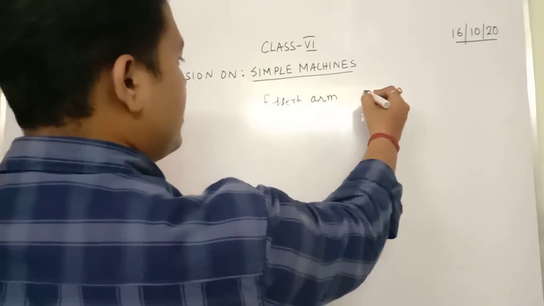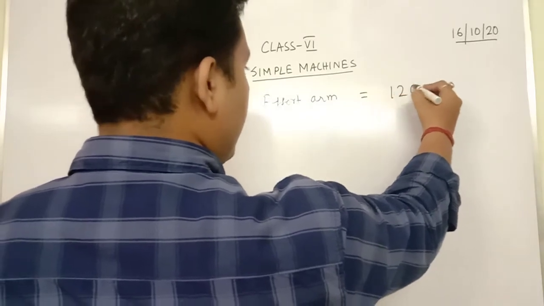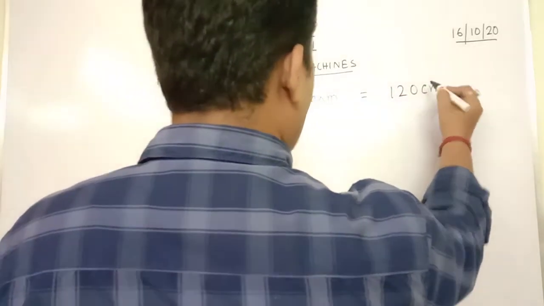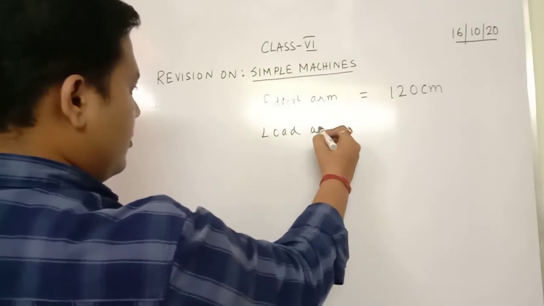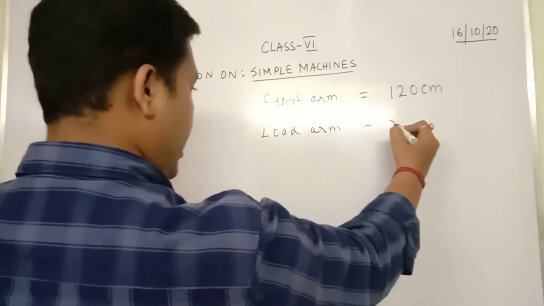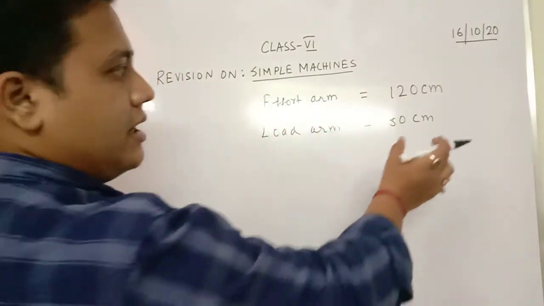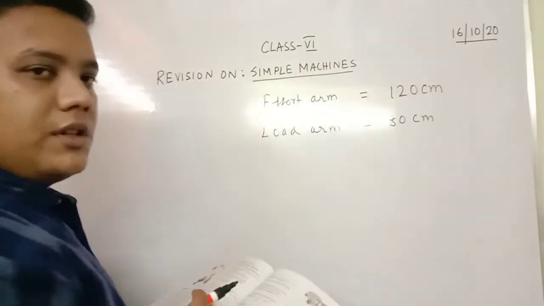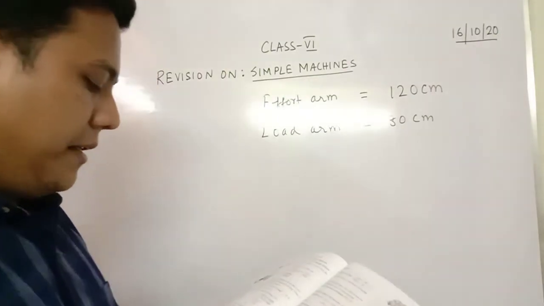Effort arm is given to you as 120 centimeter and the load arm is given to you as 80 centimeter. See, these are the distances, lengths, that is what is given in the units of length. Maybe it is a CGS unit, but still it is a length.